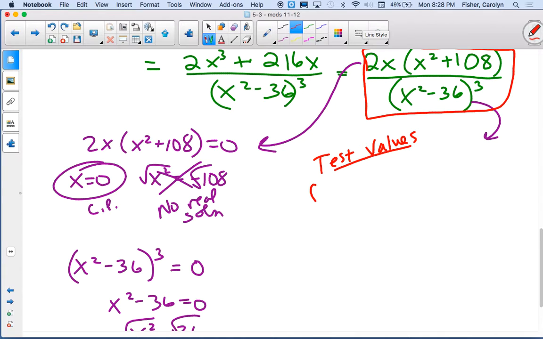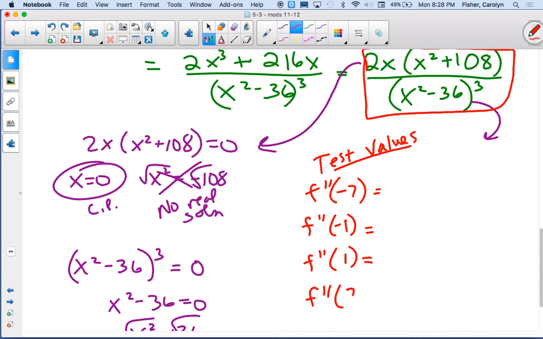So test values. I'm going to find the second derivative at, let's just go -7 again. That worked last time. Let's go somewhere between -7 and 0. So I'm going to do -1 since I can't do 0 this time. Somewhere between 0 and 6, I'm picking 1. 6 is my critical point. And then 7. So those are my 4 test values.